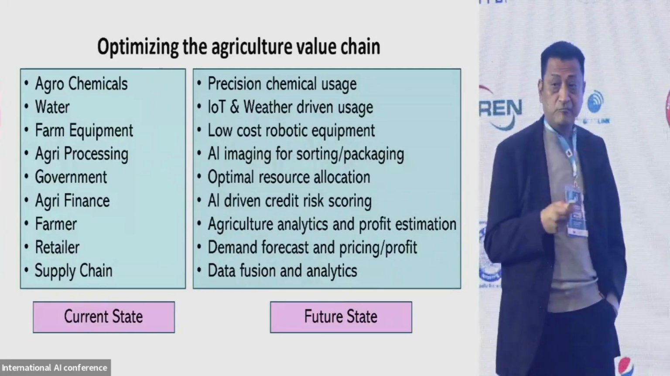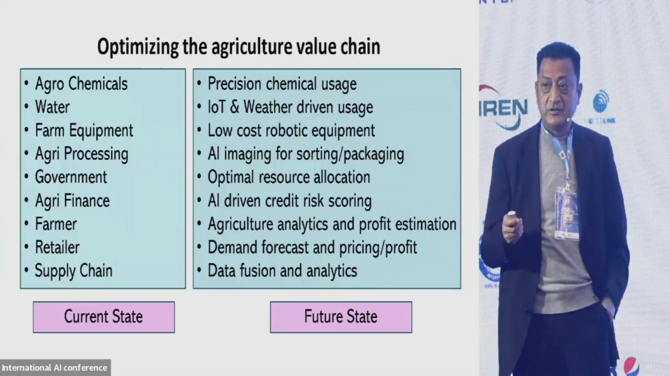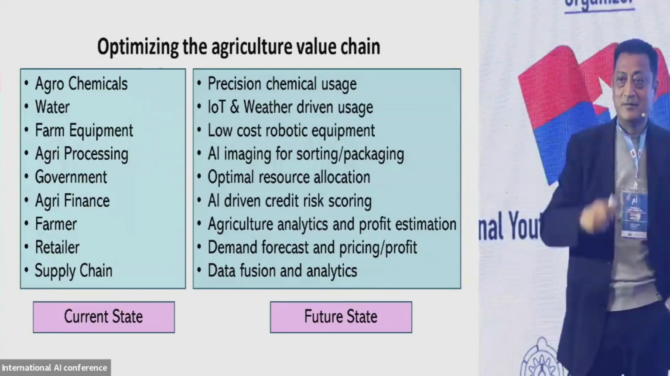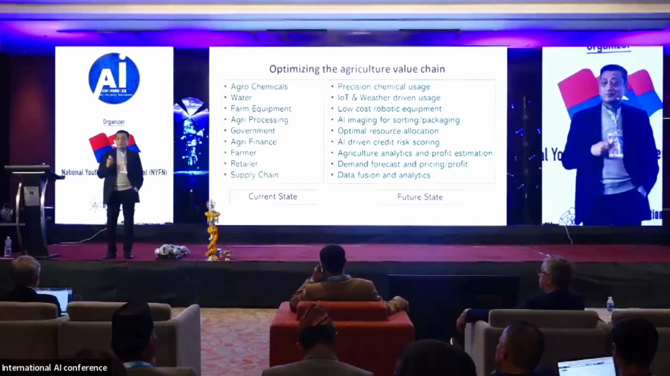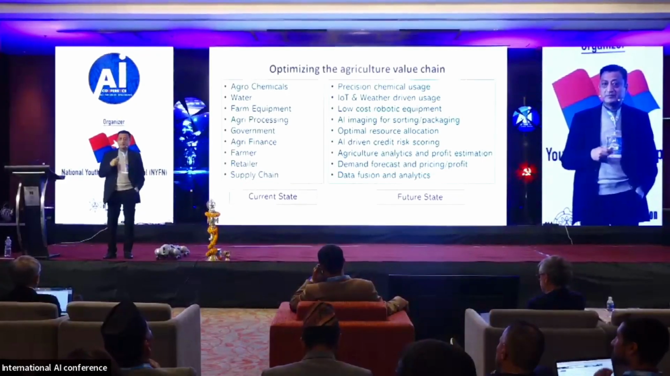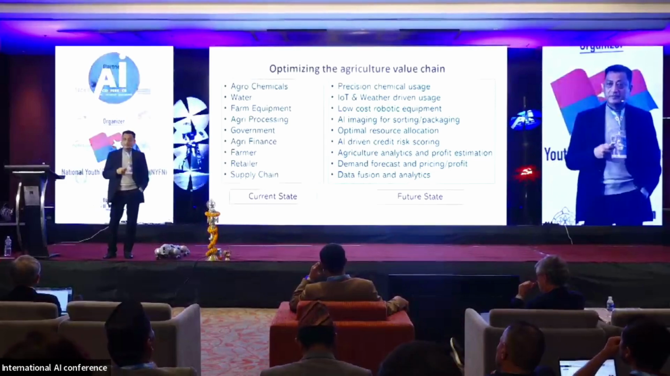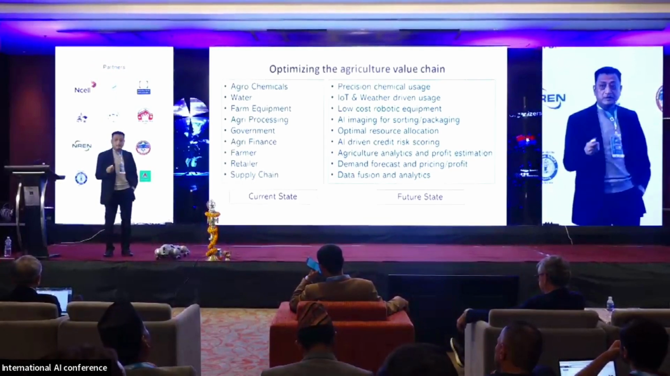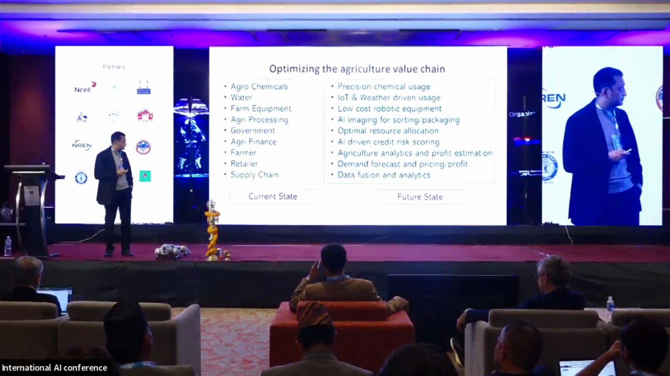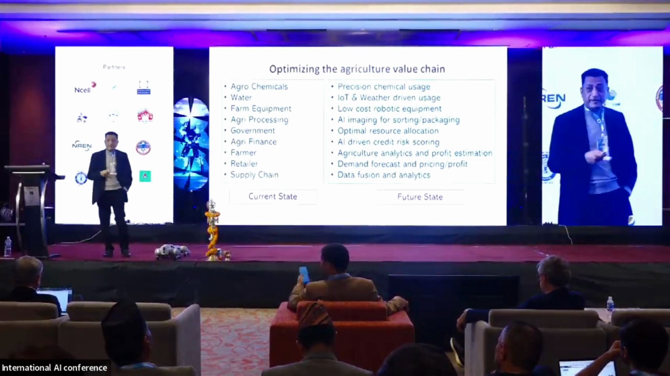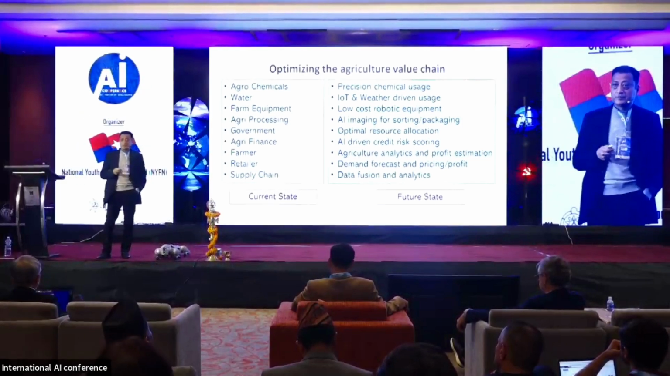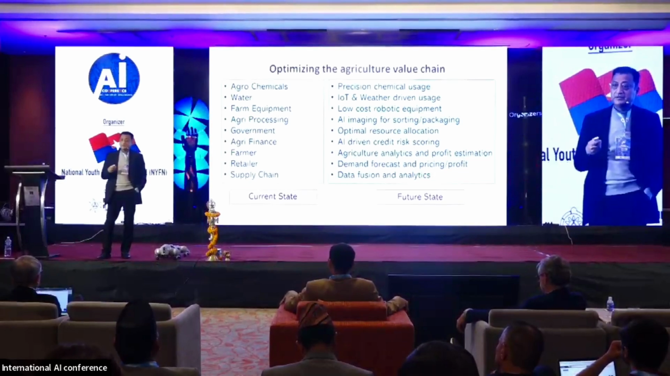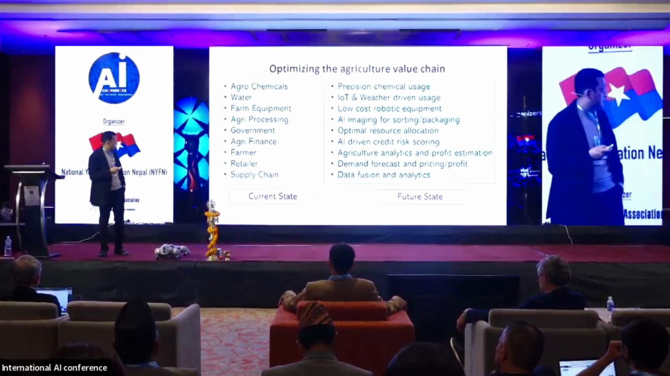For the government, often resource allocation is a problem, right? So we need to decide how much rice should be sent to, I don't know, Dolka or some remote part of Nepal. So we have to figure out how we can do optimal resource allocation. Similarly, for finance, we have to do credit scoring. So if you're giving loans to your farmers, right? Then again, you can use AI to do risk scoring.